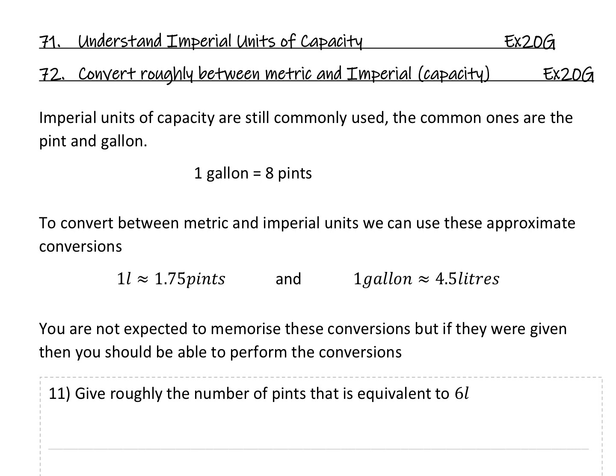The common ones are the pint and the gallon. A gallon is 8 pints. And then to convert between metric and imperial units, we can use these approximate conversions. A litre is approximately 1.75 pints, and a gallon is approximately 4.5 litres.